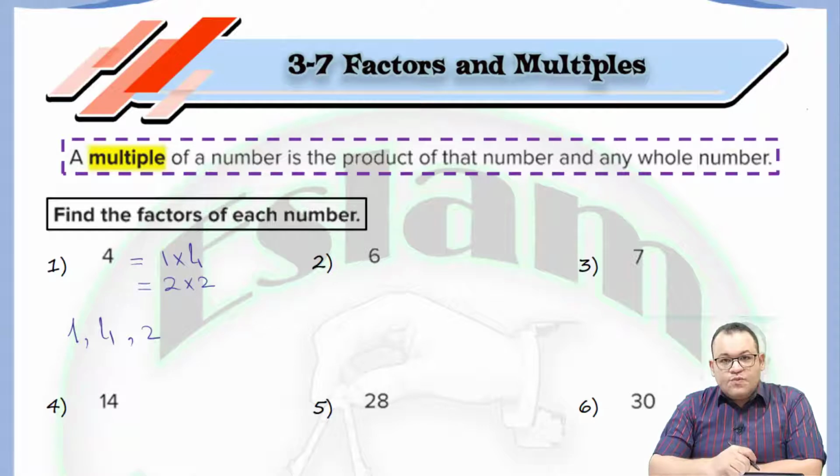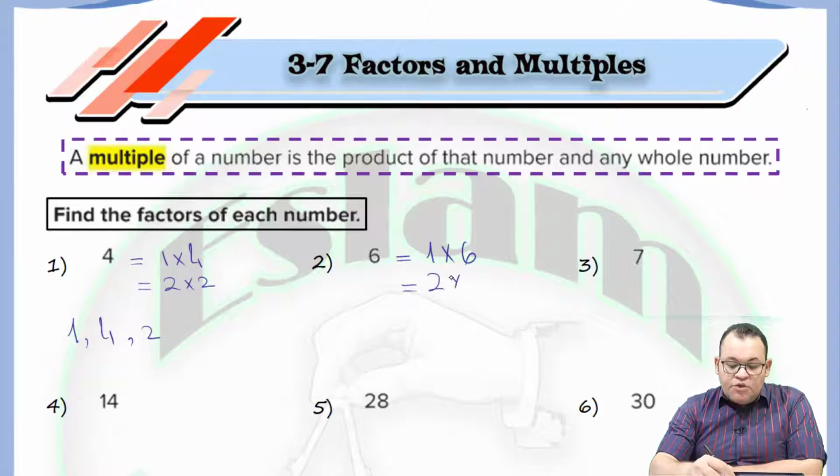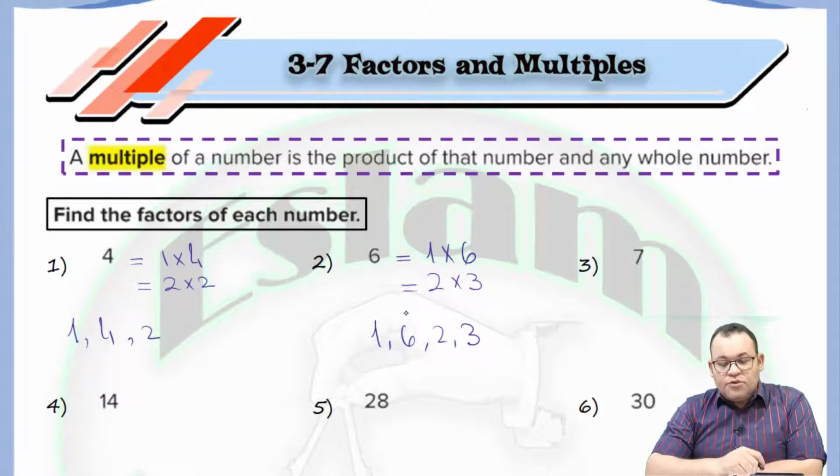1, 4, and 2. If you multiply 1 and 4 or 2 and 2, you will find that the product equals 4. Now 6. I need the factors of 6. As we said before, always start with 1 multiplied by the same number. Now I need another two numbers. You will find that 2 multiplied by 3 equals 6. There are no other two numbers. So the factors of 6 are 1, 6, 2, and 3. So we have here 4 factors.